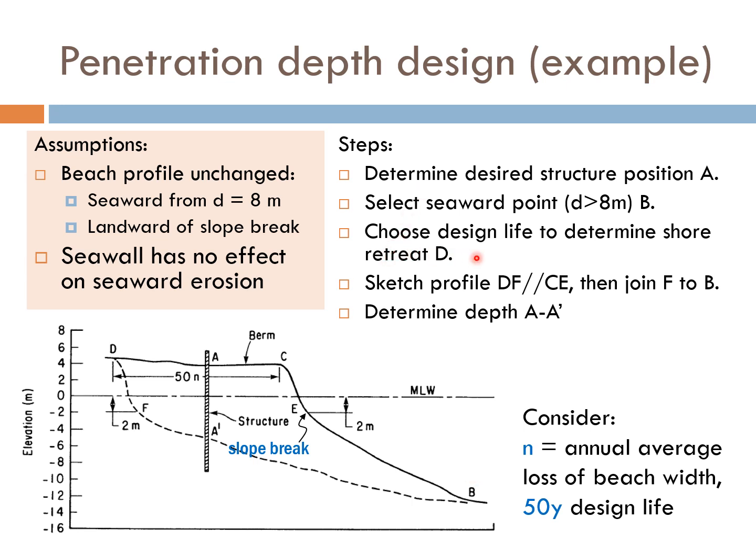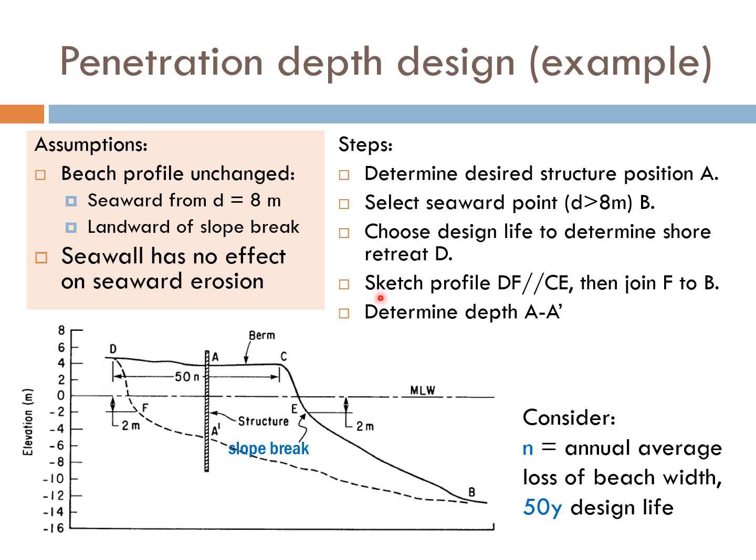Next, we'll have to choose a design life for our structure. In this particular case, let's presume that we're going to design for 50 years, and let's say the annual soil loss is N. That would mean that in 50-year time, we expect that the shoreline will retreat from this point C to this point D.